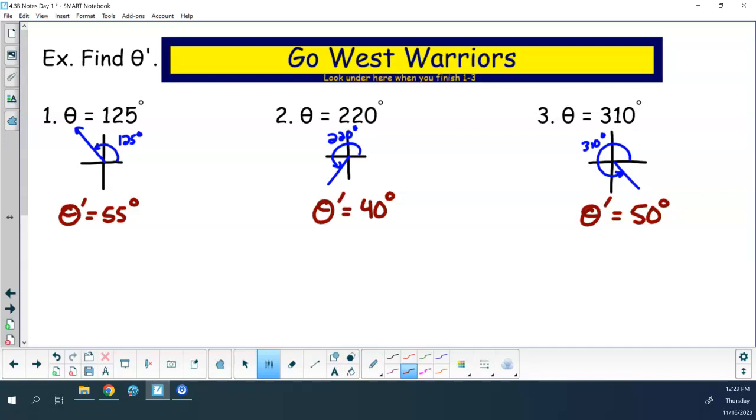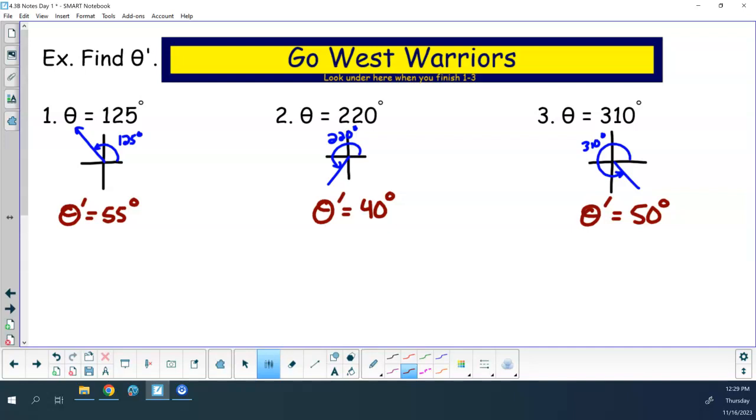Now, what I want you to do is find a shoulder partner or a triple, I don't care how many, but you need at least two. Both of you need a calculator. One of your partners, raise your hand right now. You are theta. Partner without your hand raised, you are theta prime.